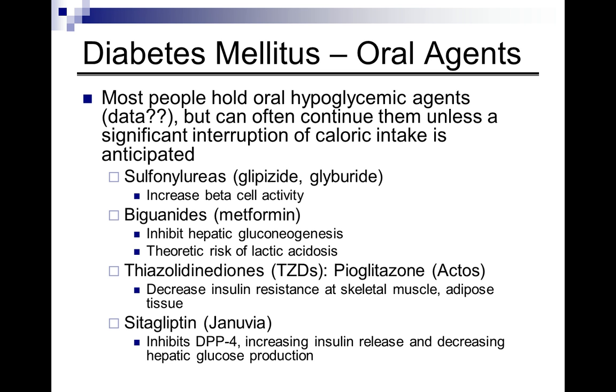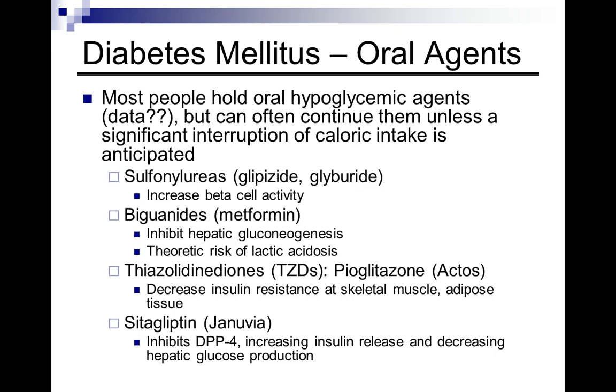Some of the main categories of oral hypoglycemic agents include sulfonylureas like glipizide and glyburide, which increase beta cell activity and thus increase insulin secretion. The biguanides like metformin, which inhibit hepatic gluconeogenesis, thus inhibiting the formation of lactic acid into glucose. Theoretically, this could lead to a risk of lactic acidosis, but I don't think there's really any data to show that this is a serious concern with metformin.